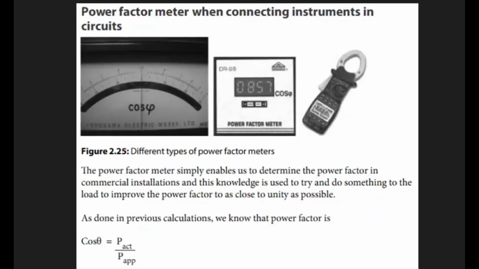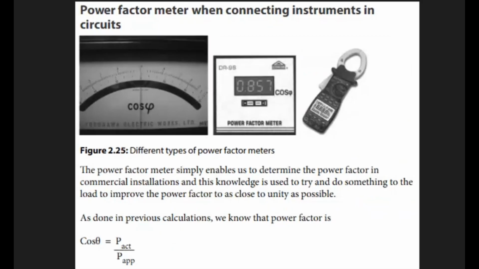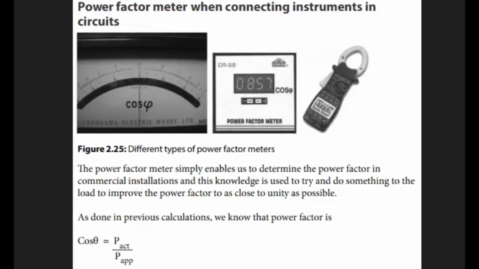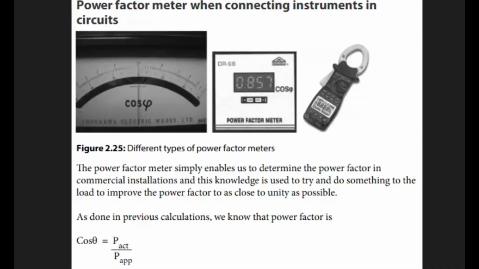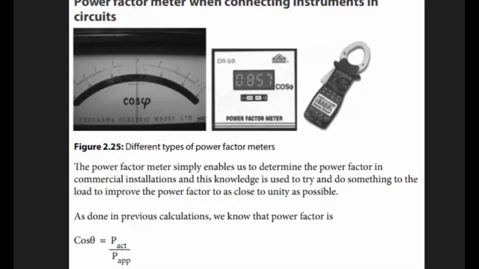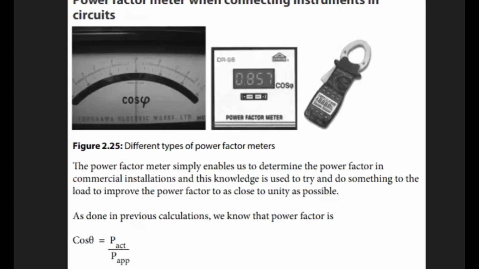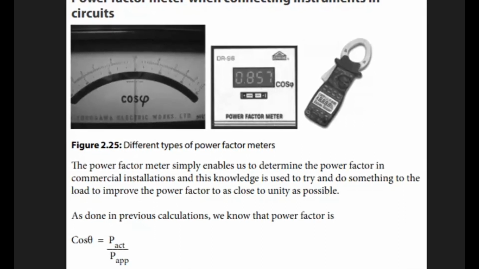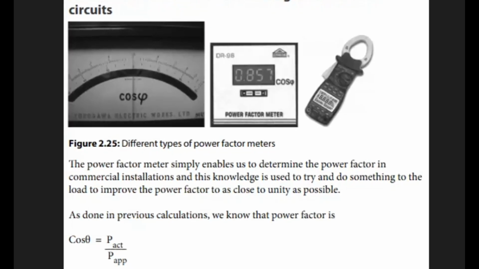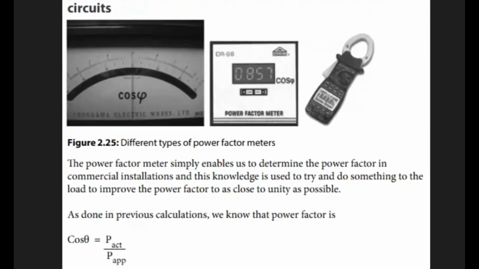Now we're looking at power factor meters. So power factor meters look like this, and when they get closer to 1, this means they are running at unity power factor. So cos theta is equal to the true power over the apparent power. So in other words, power actual over power apparent, and this will give us cos theta.